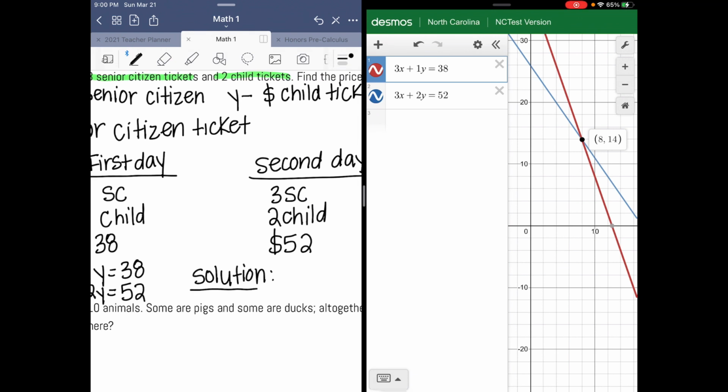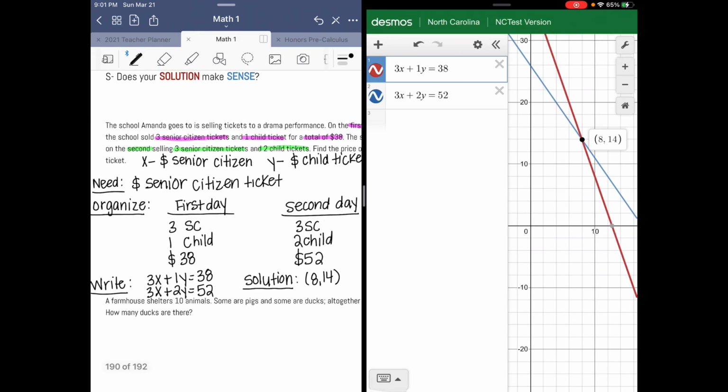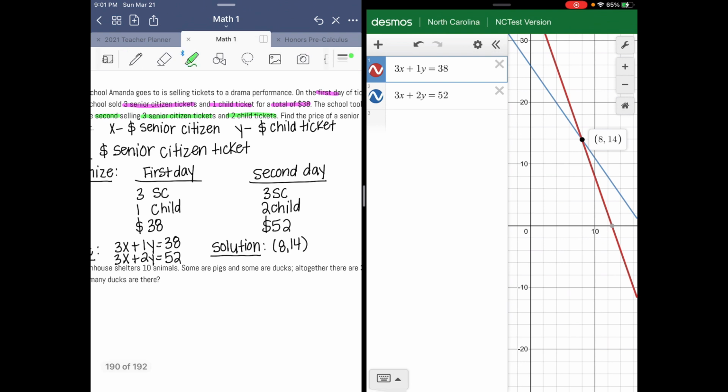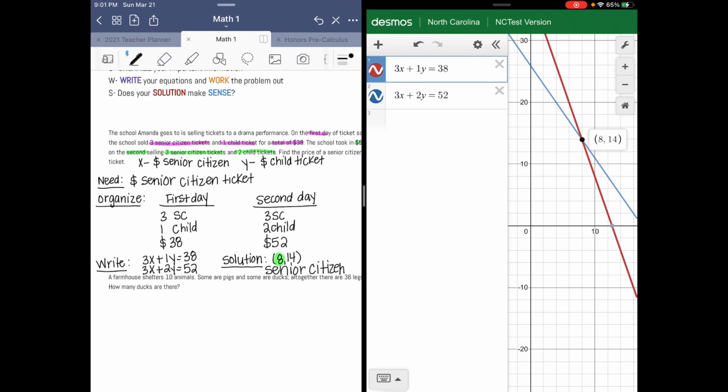All right, so my solution here is going to be 8 and 14. Now, does our solution make sense? Did we answer the question? The question was what was the price of the senior citizen ticket? So senior citizen was my X piece. So the senior citizen ticket was $8. If I were to answer this, I would say the senior citizen ticket is $8.